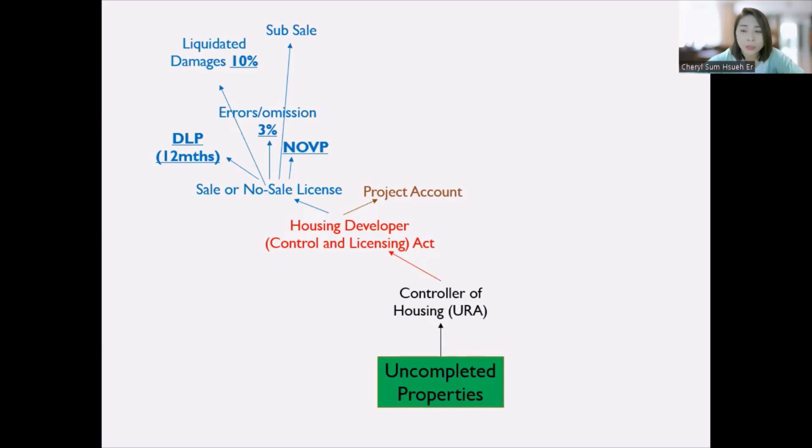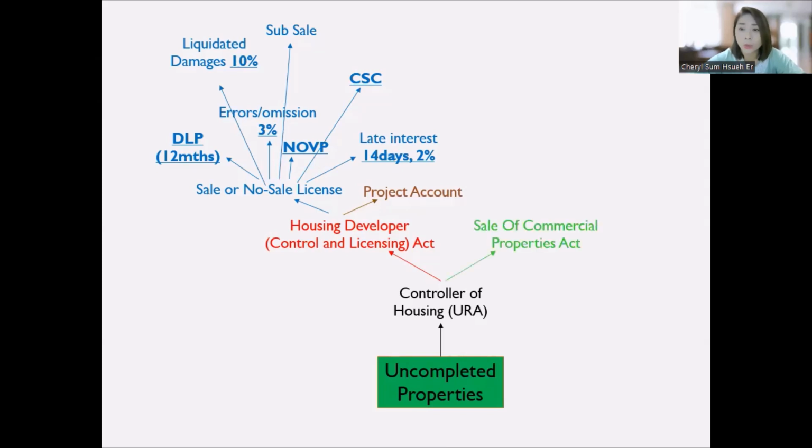NOVP stands for Notice of Vacant Possession. CSC stands for Certificate of Statutory Completion. And late interest payment, 14 days is our grace period for the consumers. If they are late more than 14 days, on the 15th day onward, 2% per annum is going to be chargeable. So here are some of the key figures that I picked up as keywords.